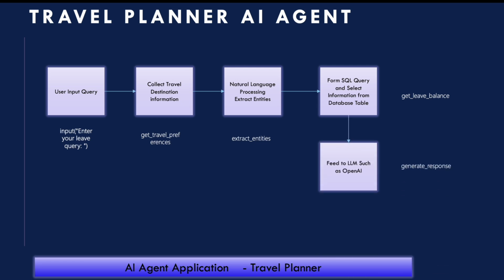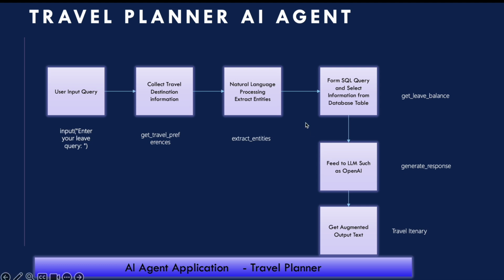Now after that we are going to generate the response. In the generate response function we feed to the LLM, and in the generate response you can also see the system prompt and the user prompts that we are providing, and that's what we get. Travel itinerary out of this, get augmented output text. So here what we have done is we have tried to map our code with the process or with the flow that was explained in the previous slides. This should give you an idea about how we are translating our requirement into an application. So this is what it is.